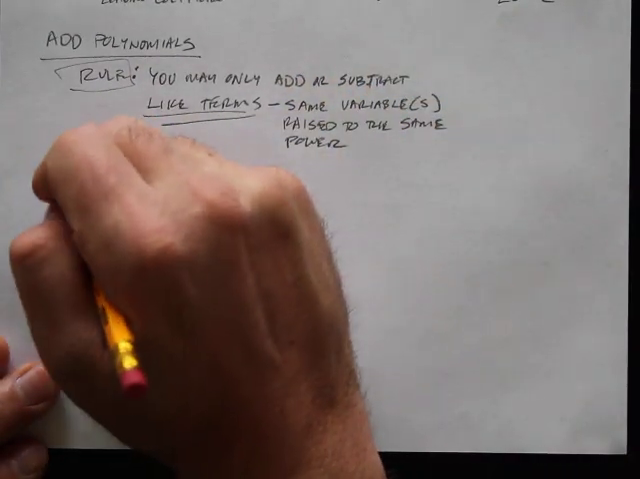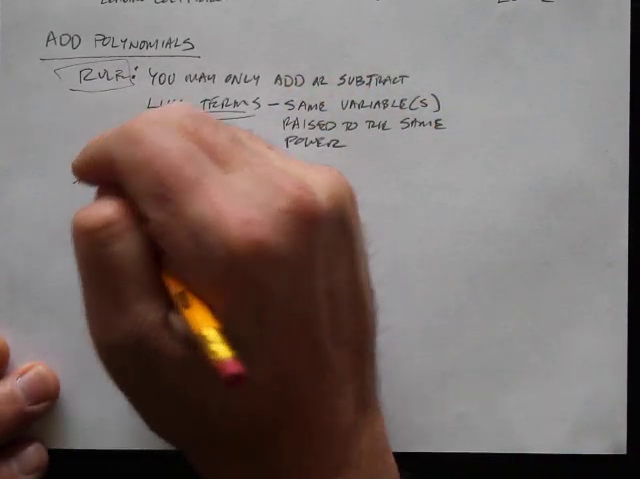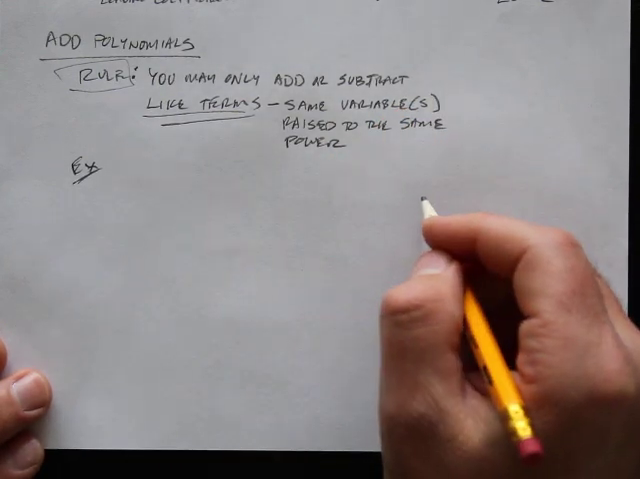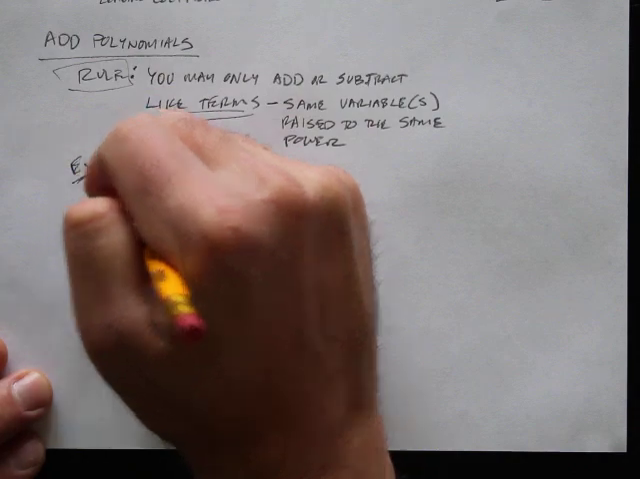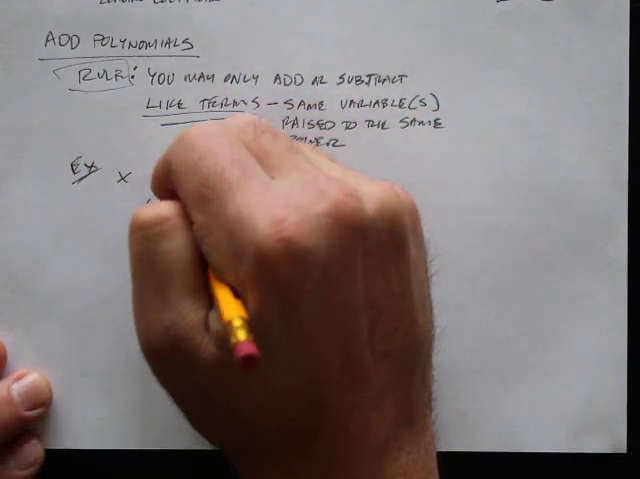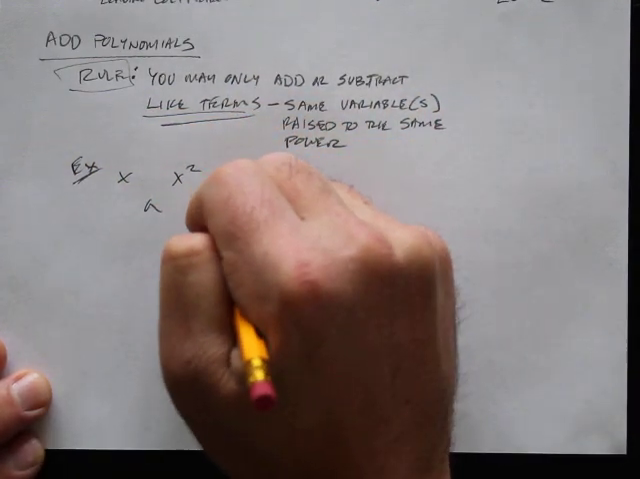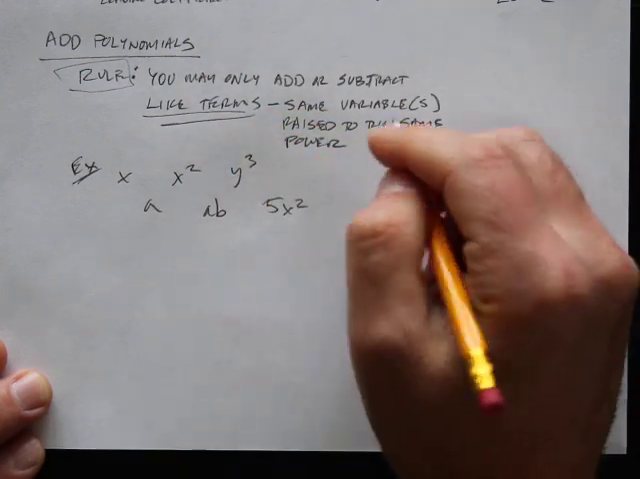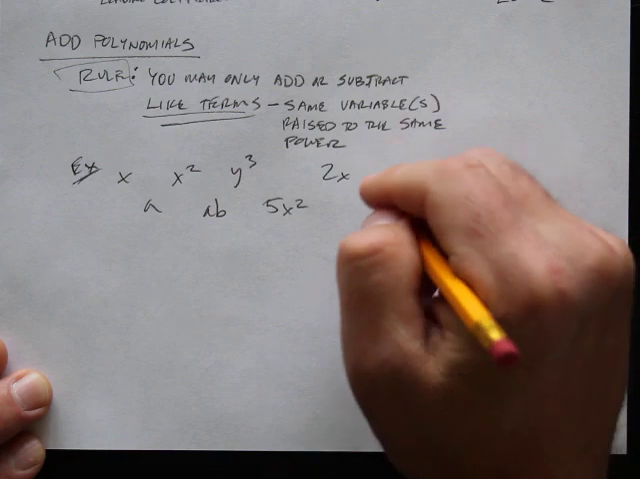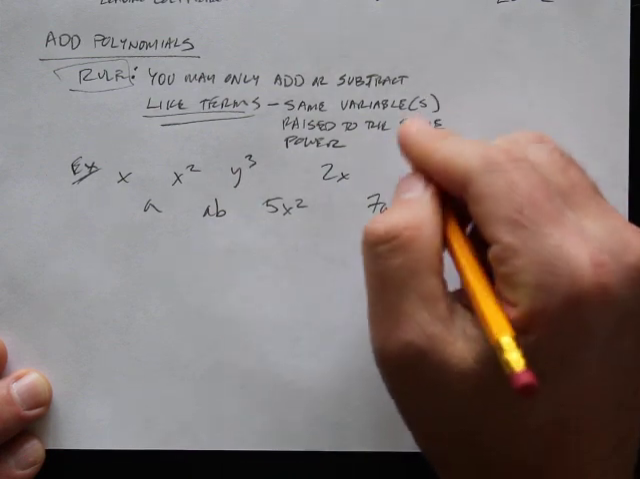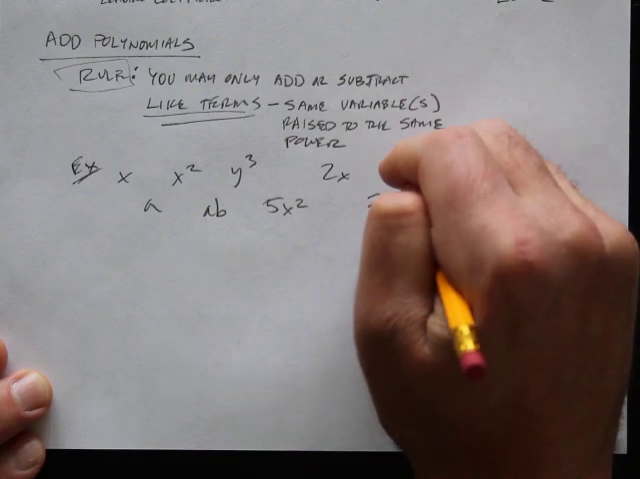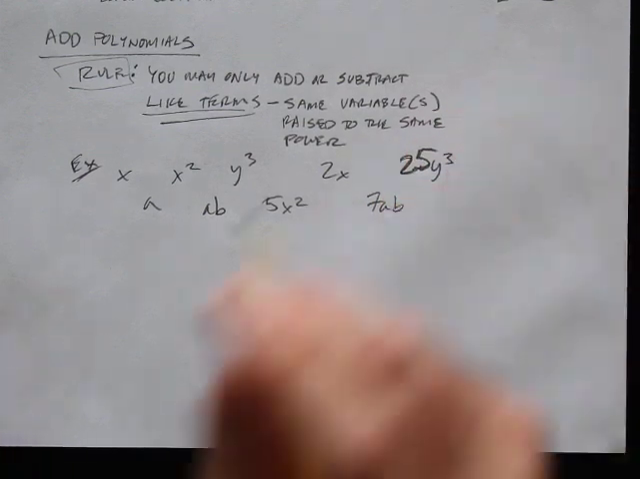So first, here's an example to kind of help see what some like terms are. I'm going to write a bunch of terms here. I've got x, a, x squared, ab, y cubed, 5x squared, 2x, 7ab, and 25y cubed.